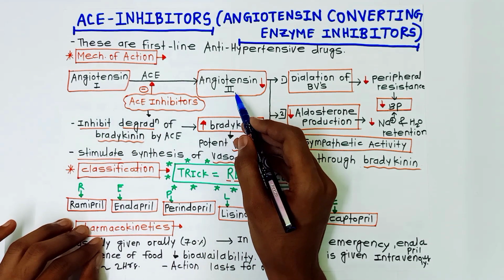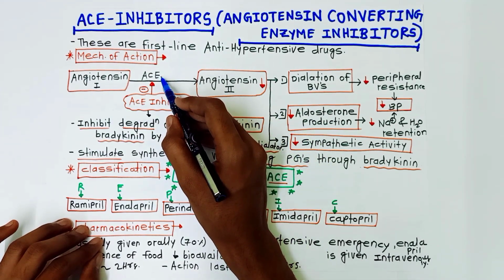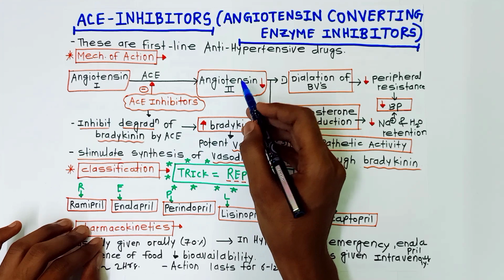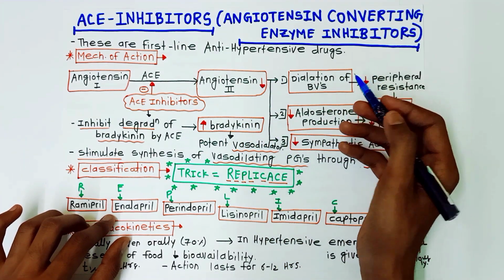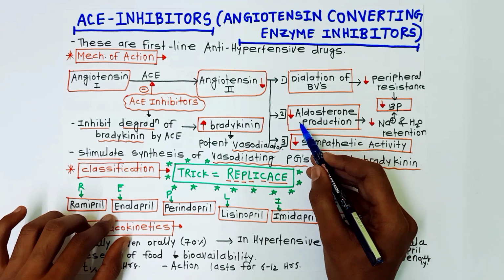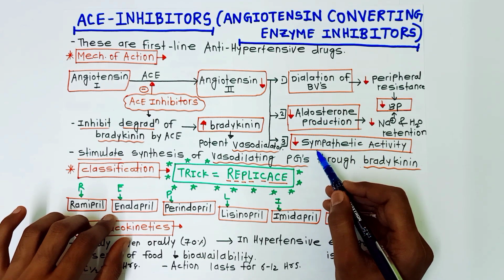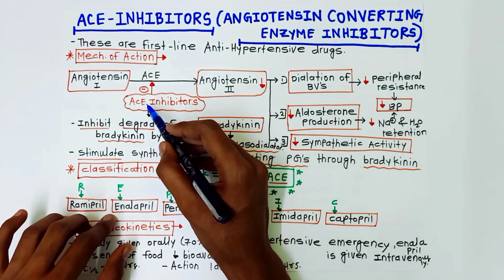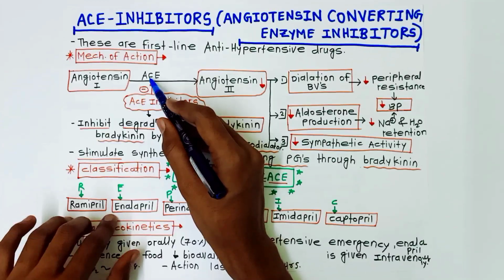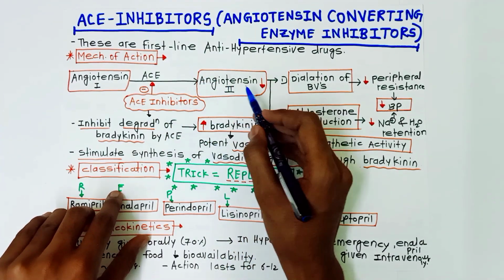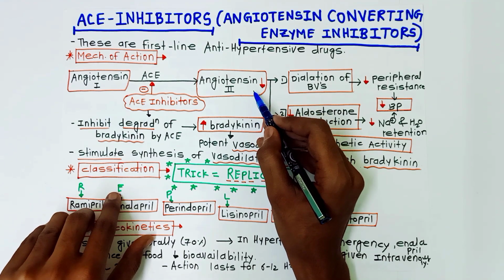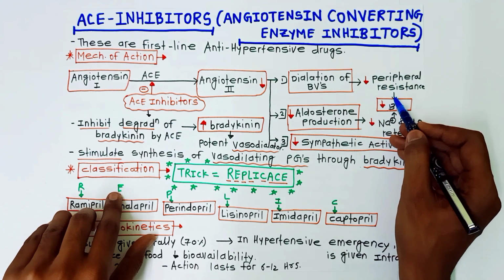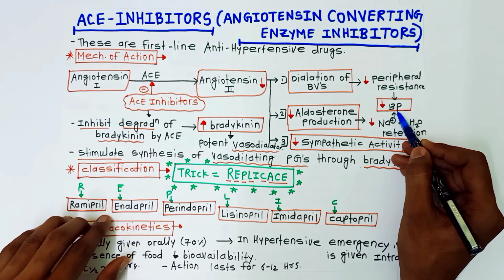Angiotensin 1 is converted to angiotensin 2 in presence of the enzyme angiotensin converting enzyme. ACE means angiotensin converting enzyme. And angiotensin 2 has various effects on the body, like constriction of blood vessels, increases aldosterone production, and increases sympathetic activity, which leads to increase in BP. But ACE inhibitors inhibit this enzyme, angiotensin converting enzyme, which leads to decreased production of angiotensin 2, which ultimately leads to dilation of blood vessels and decreased peripheral resistance, and which ultimately causes decrease in blood pressure.